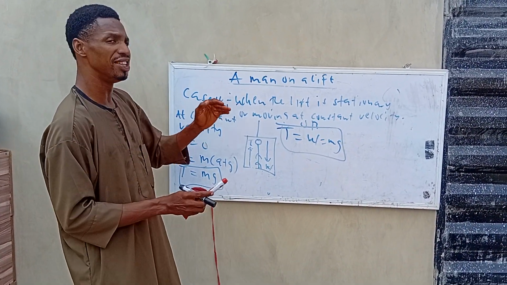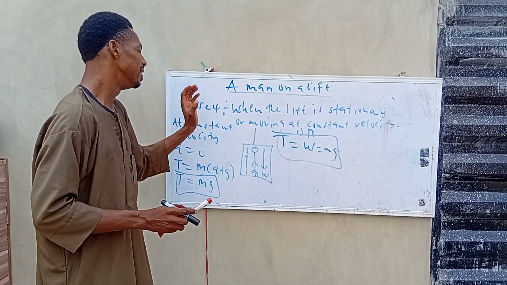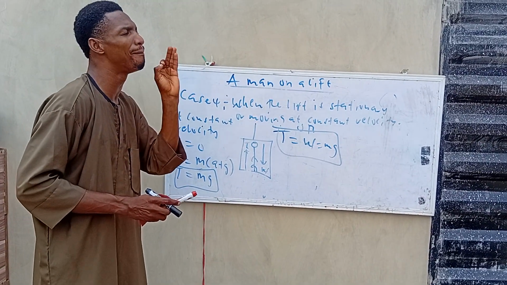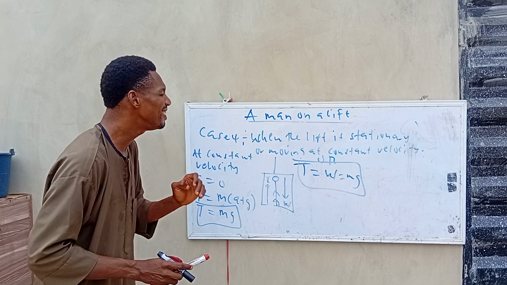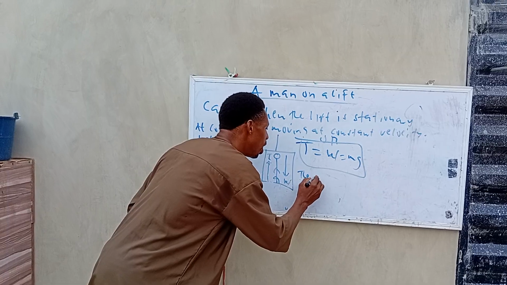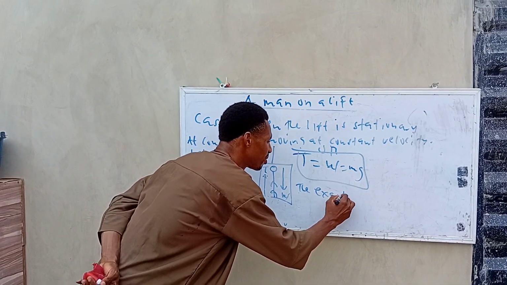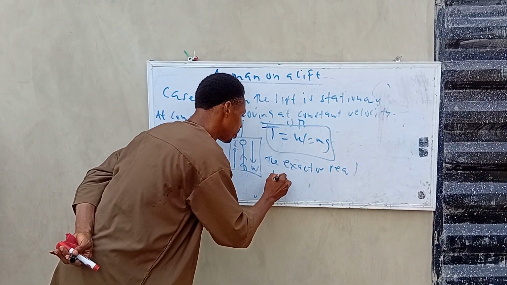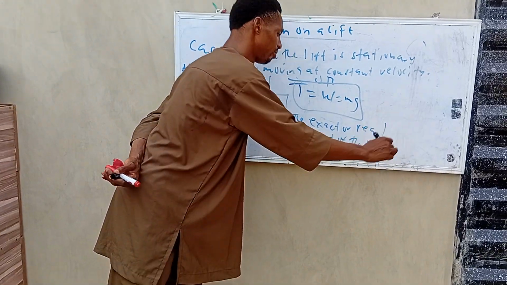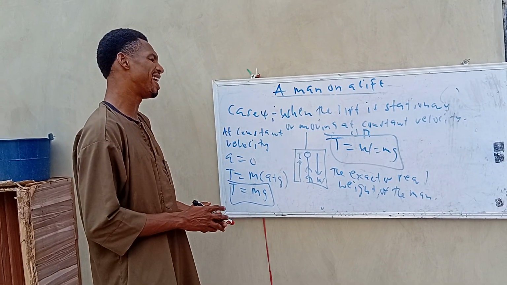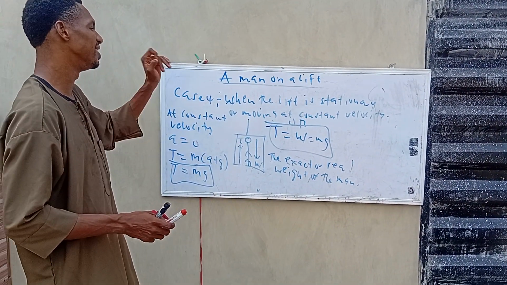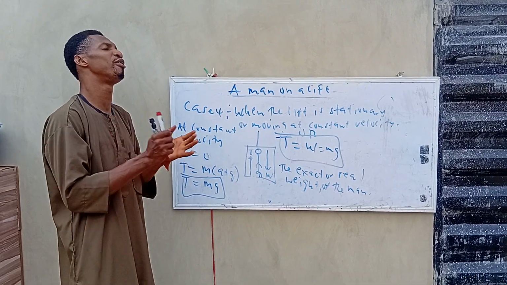When the lift is stationary or moving at constant speed, the tension force and the weight of the man are equal. Now, what will the spring balance record? It will record the exact or real weight of the man. When will the spring balance measure or record the exact or real weight of the man? It is when the lift is stationary or moving at constant speed. Everybody take note of that.